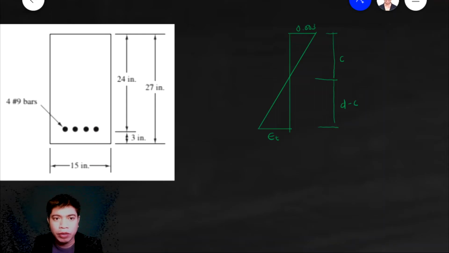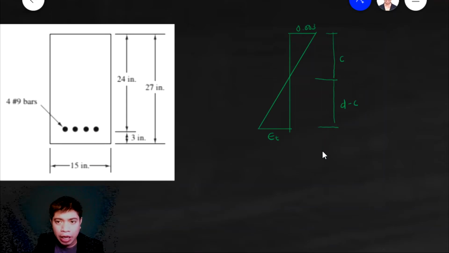So take note, yung kaninang strain diagram natin na sinet natin, kung saan sinet natin yung tension strain, 0.005, ay para lang yun makuha natin yung rho maximum. So ito talaga yung totoong strain diagram nitong beam na ito. Okay? So again, 0.003 yung ating concrete strain and ating tension strain yung hahanapin natin dito. Pero bago natin mahanap of course yung ating tension strain, kailangan natin muna ma-compute si c.